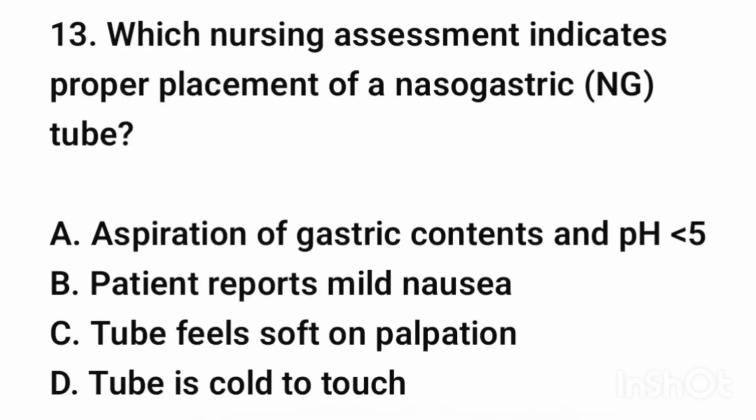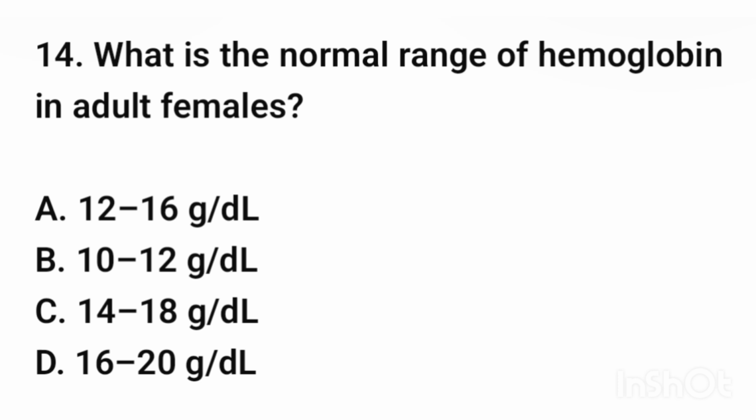Question number 13. Which nursing assessment indicates proper placement of a nasogastric NG tube? The correct answer is option A, aspiration of gastric contents and pH 5. Question number 14. What is the normal range of hemoglobin in adult females? The correct answer is option A, 12 to 16 gram per deciliter.